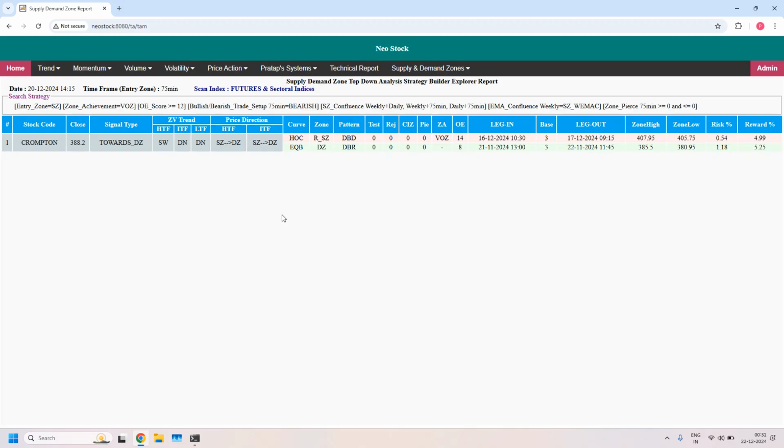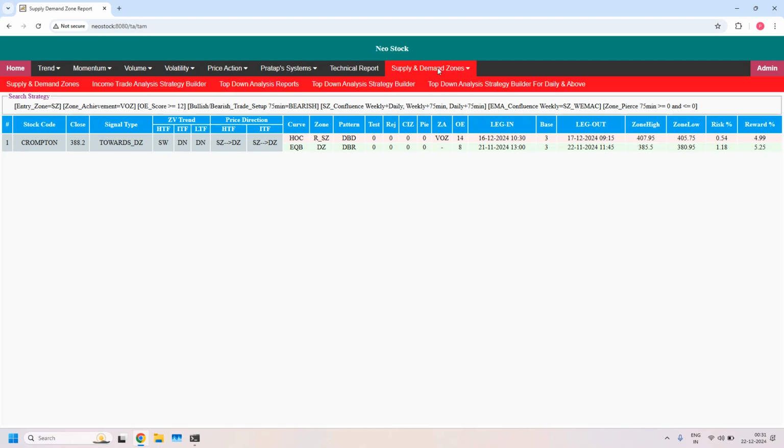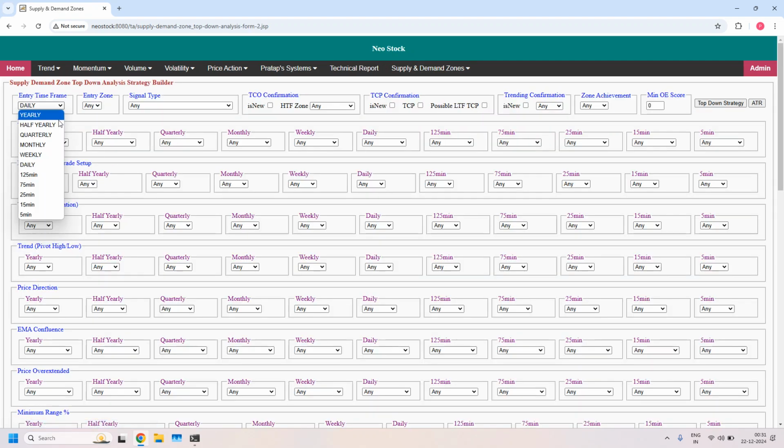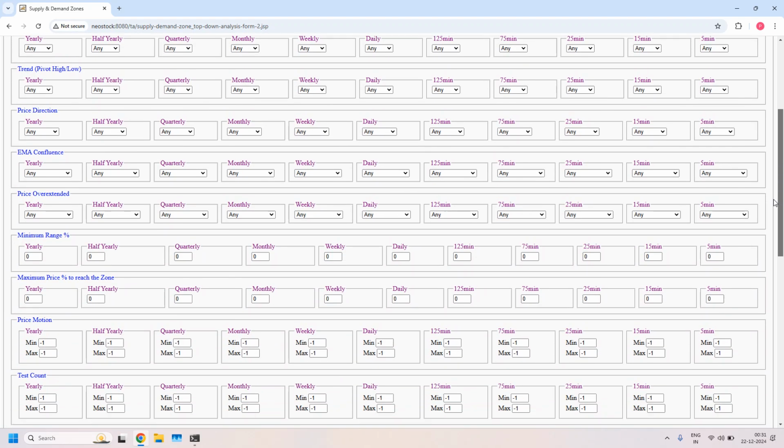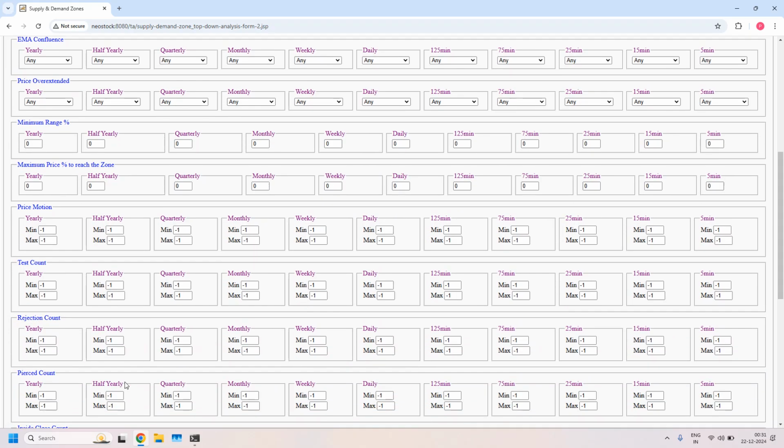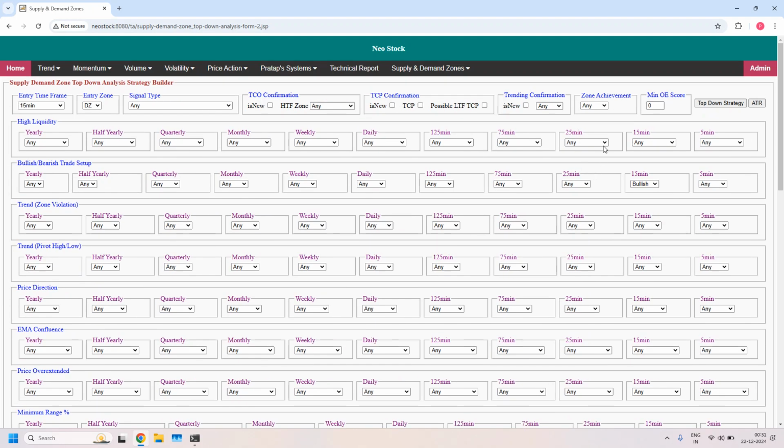weekly income trade. Next, daily income trade, bullish trade setup, entry time frame 15 minutes, entry zone, demand zone. In bullish or bearish trade setup, at 15 minutes time frame, I am selecting bullish. These 15 minutes demand zones should not be pierced. So in the pierced count at 15 minutes time frame, I am setting minimum value 0, maximum value 0. Zone achievement violated opposing zone. Minimum odd enhancer score 12. All 3 filters are applied to the 15 minutes demand zone.